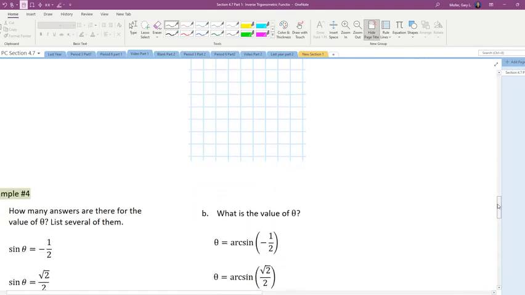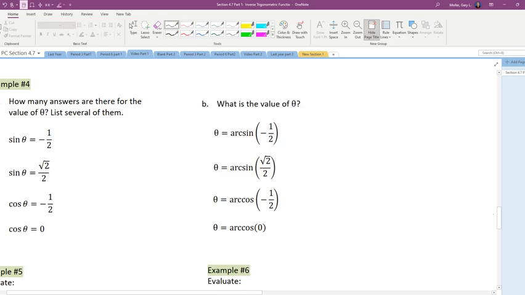All right. So let's go here and take a look and talk about the nuance here. If sine of theta equals negative a half, list how many answers are there, number 1, and let's list several of them. And the answer, of course, is there are an infinite number of angles that have this sine. They're all coterminal, but they're all going to be a version of pi over 6, but it's negative. So it's going to be pi over 6 in quadrant 3. So again, we're looking at pi over 6 here and pi over 6 there.